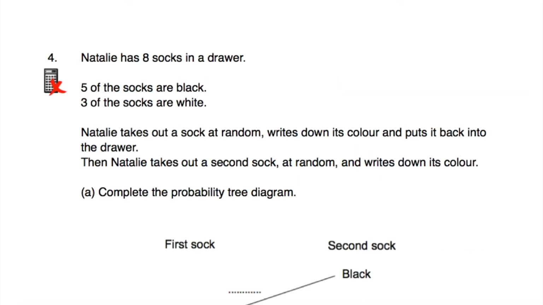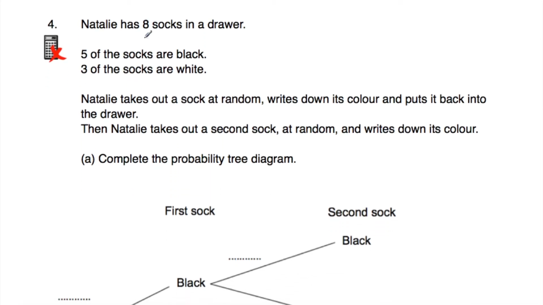Okay, let's have a look at our next question, question number 4. So question number 4 says Natalie has 8 socks in a drawer. So she's got a drawer and she's got 8 socks, and 5 of the socks are black and 3 of the socks are white. I don't know why she's got odd numbers of black socks and white socks.